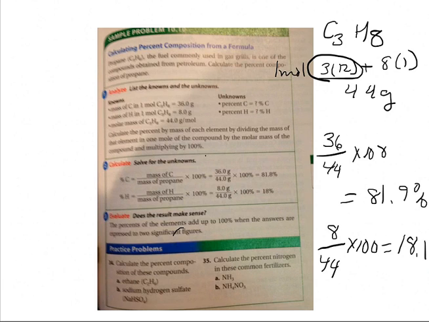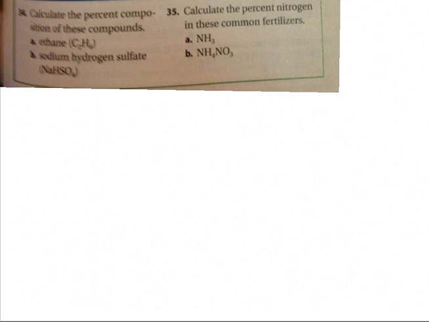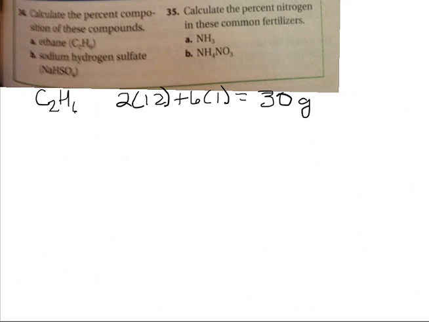Why don't you try this one right here, 34. Do 34. Alright, so the first one is ethane, which is C2H6. Hopefully you can read that. So 2 times 12 plus 6 times 1, 24 and 6 equals 30 grams. If I want to figure out carbon, it's going to be 24 over 30 times 100, which gives me 80%. And if that's 80%, then my hydrogen.